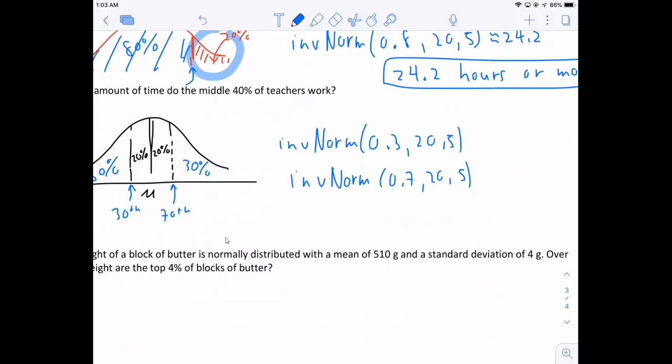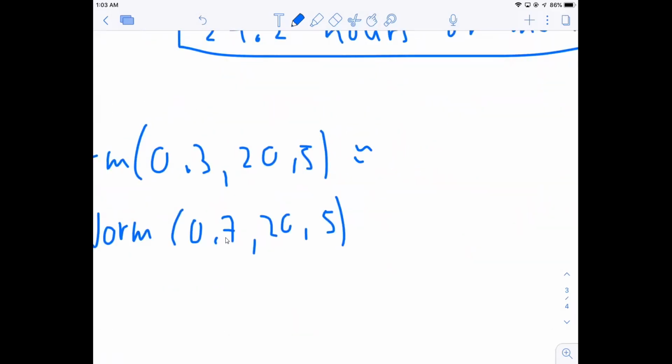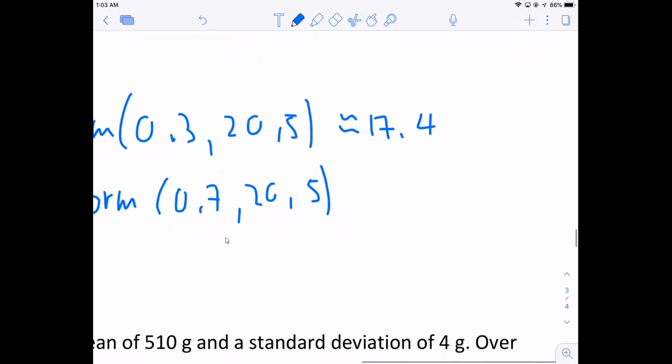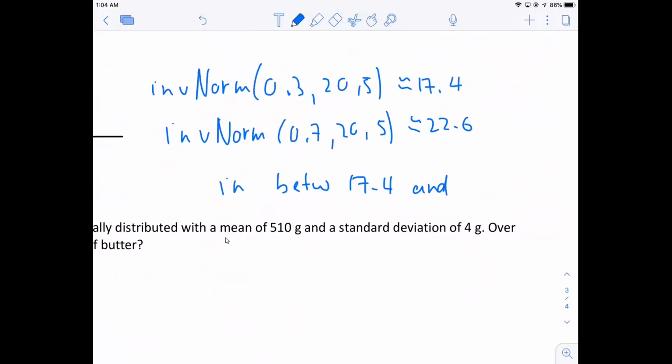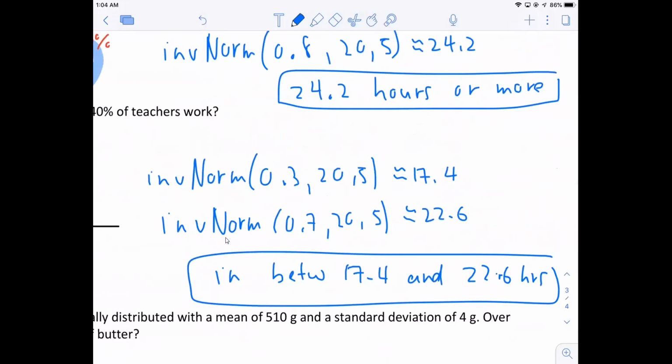Right, so I'm going to do that real quick just to get the answer for you guys. Obviously, you guys should be doing this yourself as well and checking it out, make sure it makes sense. But that's going to be in between 17.4 and about 22.6 hours. So in between 17.4 and 22.6 hours. And probably just write it as an interval. That's the nicest, quickest, easiest way.